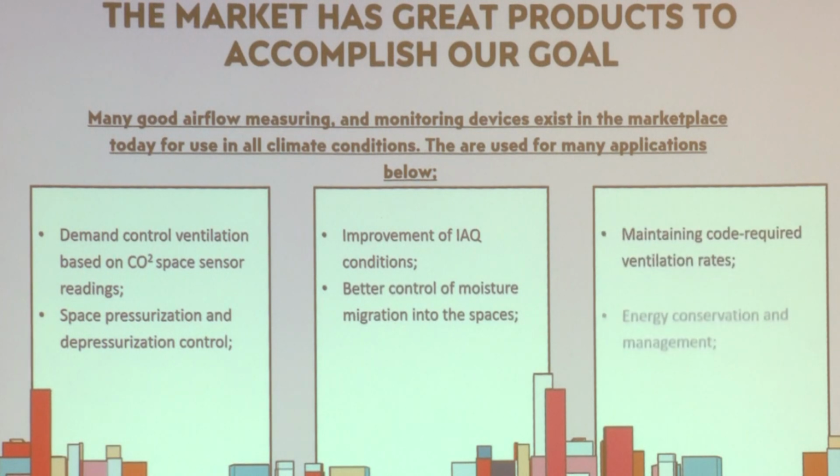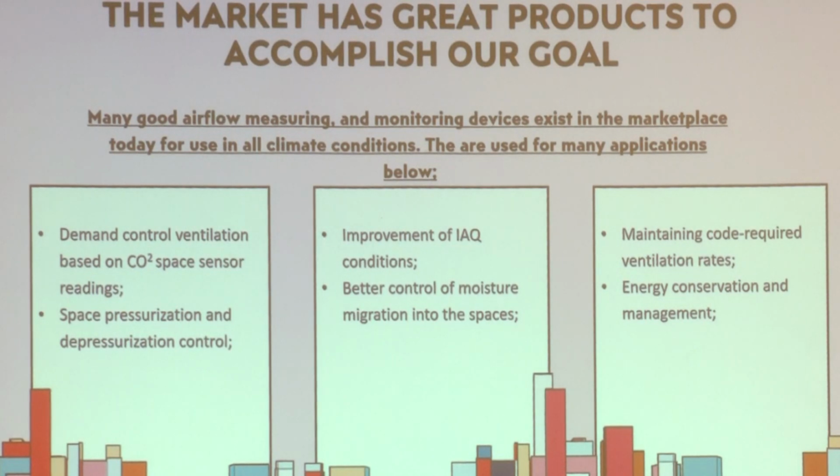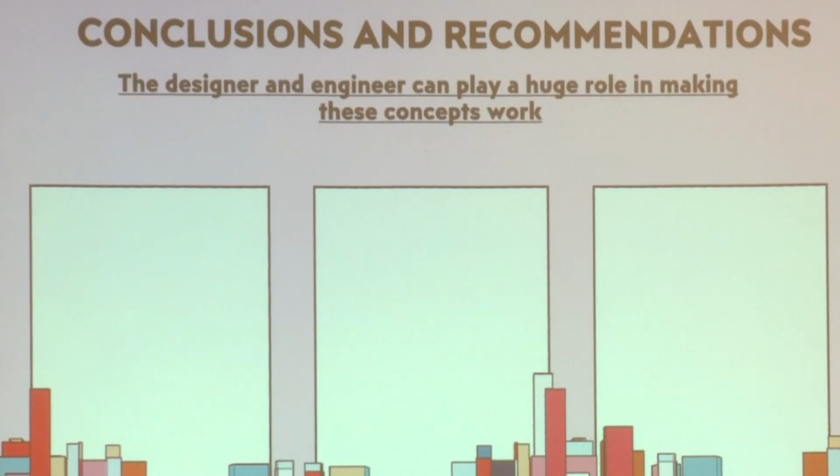We have demand control ventilation based on CO2. We have space pressurization. We need to maintain good indoor air quality, better control of moisture, and maintain those code ventilation rates and energy conservation. That's what we're trying to do, and the simple solution is to make sure that we provide good filtration for that outdoor air. So, in conclusion, the designer and the engineer can play a huge role in making all this work.